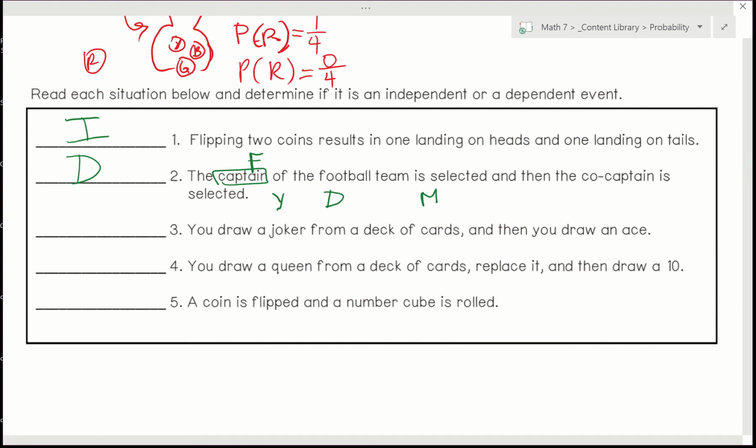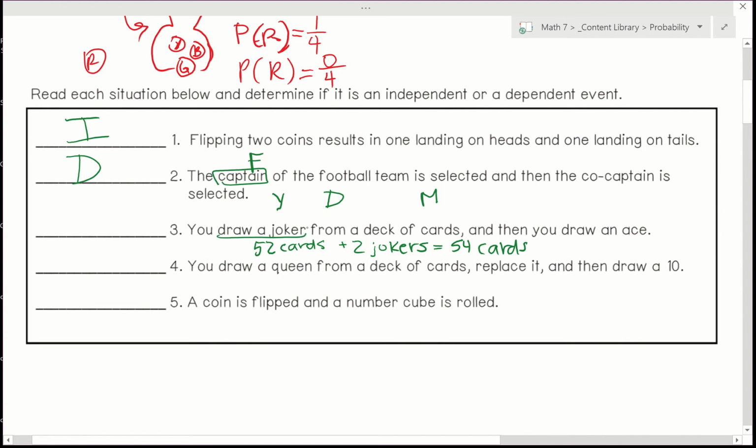You draw a joker from a deck of cards, and then you draw an ace. Well, let's see. Do we replace it or do we not? Well, if I draw a joker from a deck of cards, there are 52 cards, and then there are 2 jokers. That's 54 cards in our sample space.